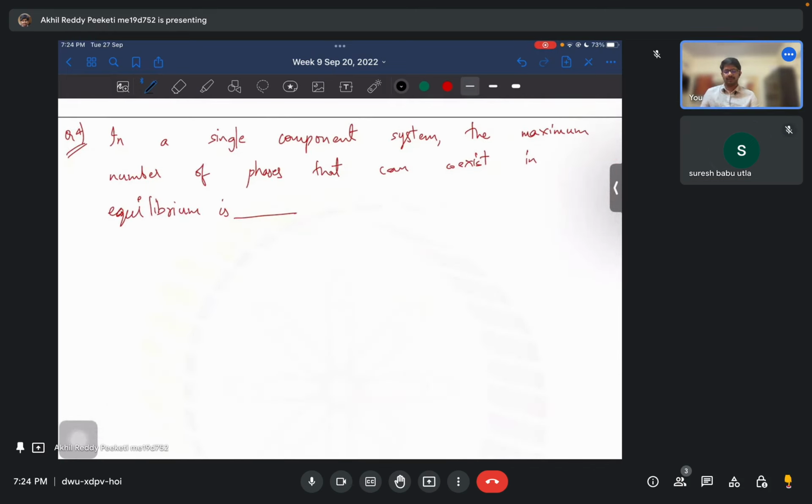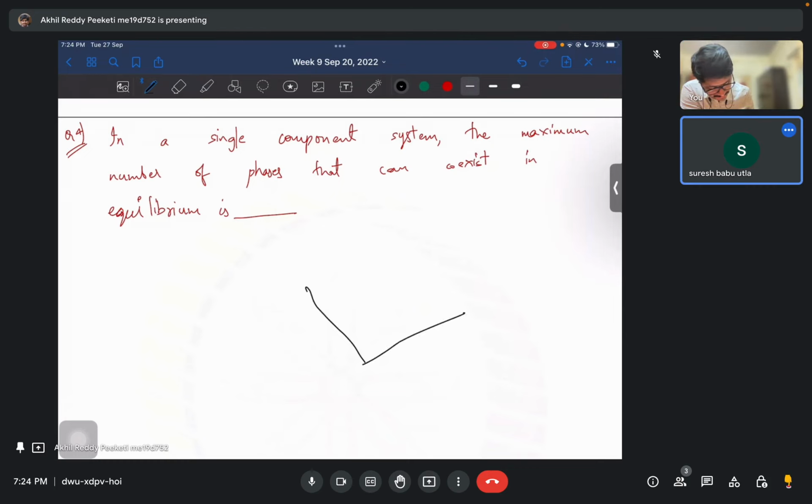So next question. Here we have a single component system. The maximum number of phases that can coexist in equilibrium is. So do you know the answer, Suresh? You know for water triple point? Yeah. So how many phases at a point can water have at max? Yeah. So that is the actual answer here.